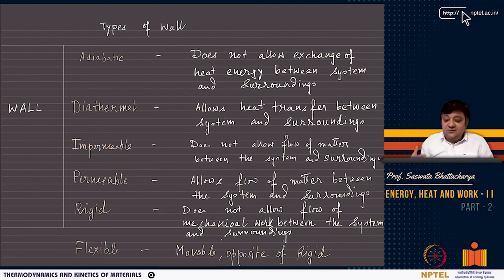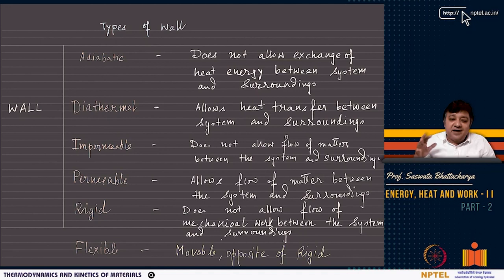And then there is another part that we are looking at, mechanical work. When we think of mechanical work, we think of a piston and a container, and of moving the piston down or taking the piston up. In such a setting, say the wall is rigid. If a system has a rigid wall, then the rigid wall will not allow flow of mechanical work between the system and the surroundings.